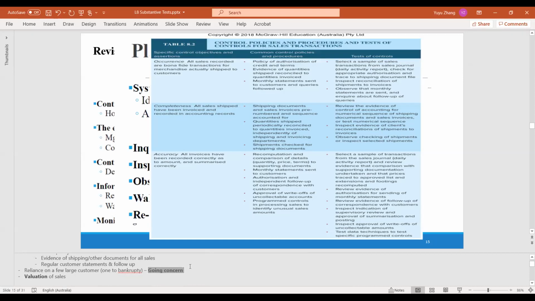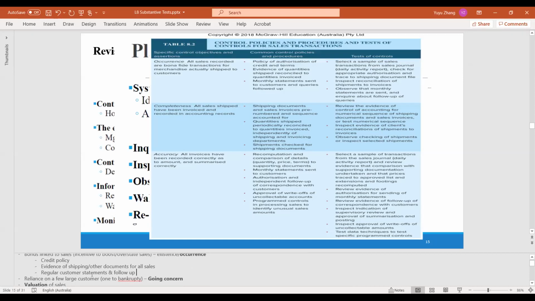So for occurrence assertion, we say, okay, some important control points would be: the company should have a good credit policy and credit granting procedures. The company should have good control over the underlying sales documents. The company should also have good control over the customer statements.